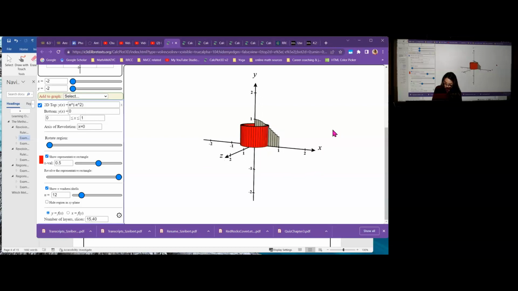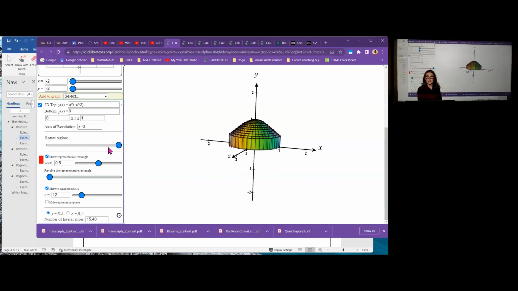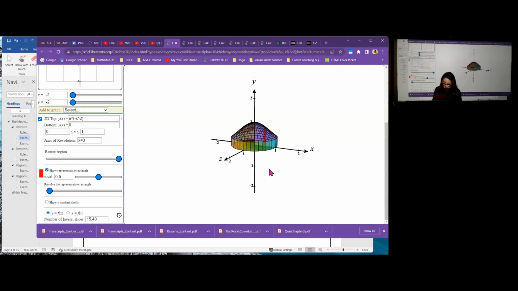Let's go ahead now and unrotate the representative rectangle and instead rotate the region. When we rotate the region, you can see the shape that is created. Now, if you would like to see the more realistic shape, tell it to stop showing the end washers and you'll get a more realistic shape. Again, it is a circular flat bottom, and then it kind of comes up to, well, like a dome shape.